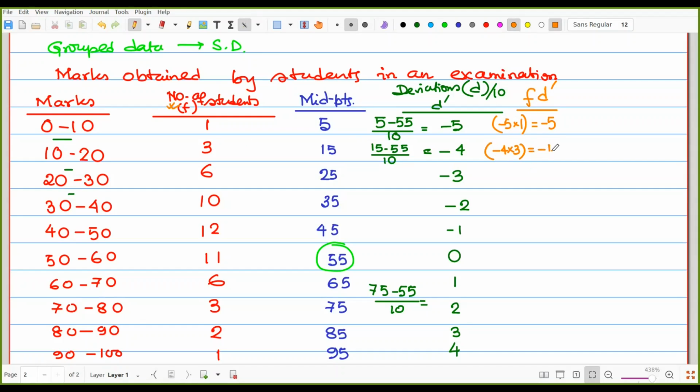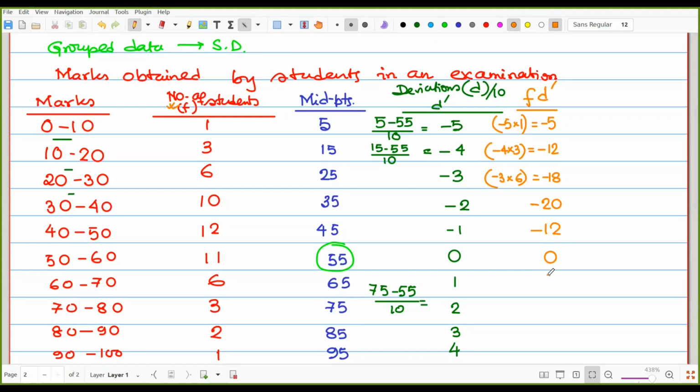So that is minus 12. Third one, minus 3 into 6. That means minus 18. In the same way, minus 2 into 10. That means minus 20. Minus 12. Obviously, that one is 0.